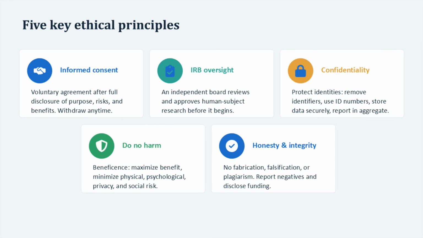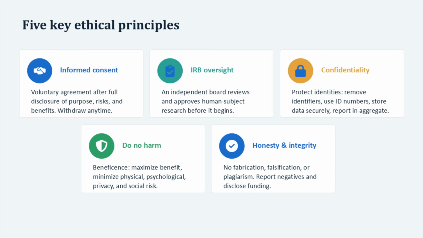Second, IRB oversight. IRB stands for Institutional Review Board. This is an independent committee that reviews research involving human participants before the study begins. So, for example, imagine a professor here wants to study student stress during finals week. They can't just start collecting personal information from students. They would first need to submit a research plan, explain how participants will be protected, and receive the appropriate approval.